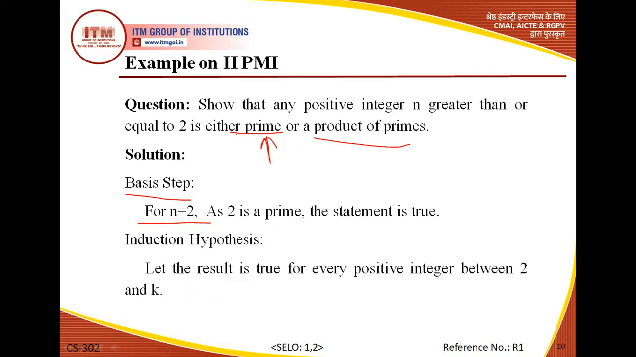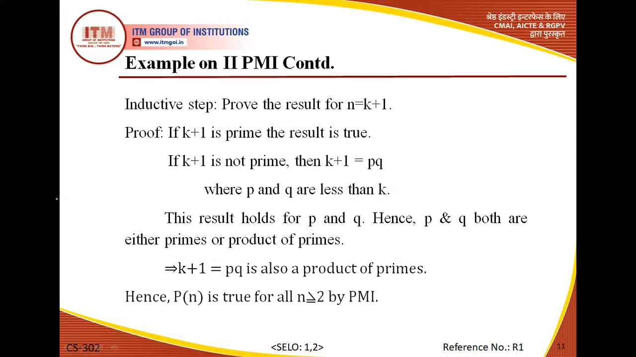Now let's hypothesize, let's suppose the result. Let the result be true for every positive integer between 2 and k. So there is a hypothetical number k somewhere. The result is true from 2 to k. Now we have to prove the result is true for k plus 1 also. Let's see how we do that. This is the inductive step. Prove the result for n equals k plus 1. If k plus 1 is a prime, the result is true.